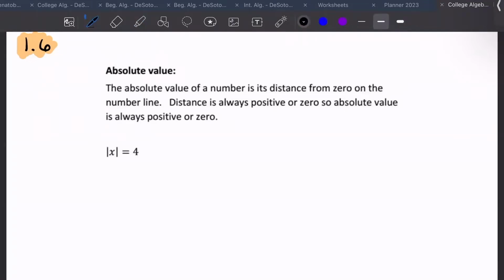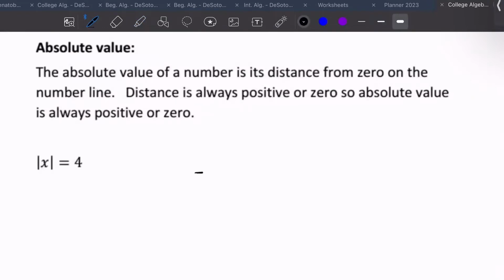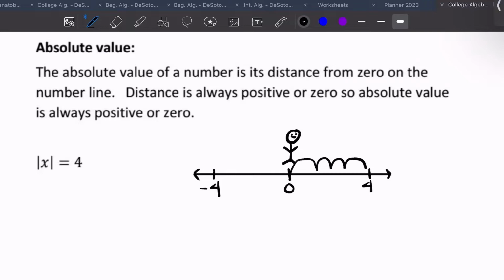So let's just say that we have the absolute value of x equals 4. Let's say I draw this number line. Here's 0. Here's 4. Here's -4. And I am at 0. Here's me on 0. Don't judge me on my drawing skills. I'm going to travel a distance of 4. Well, I can either go this way, 1, 2, 3, 4, or I can go this way. Both ways I went a distance of 4.